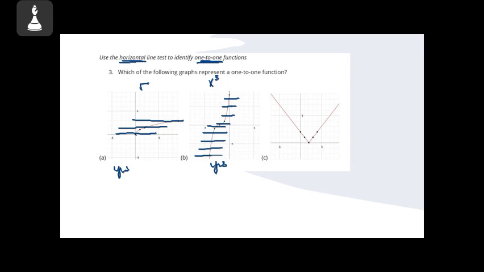This last graph here is an absolute value graph. And you can see very easily that I will hit the graph two times if I draw a horizontal line. So it is not one-to-one.